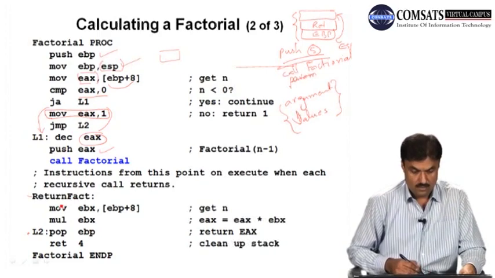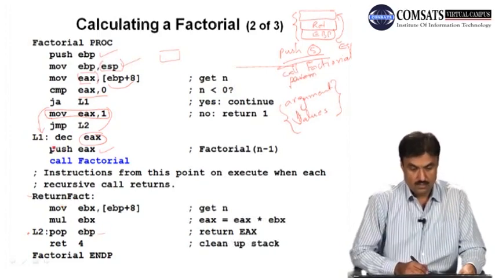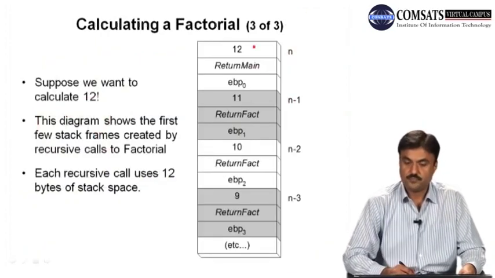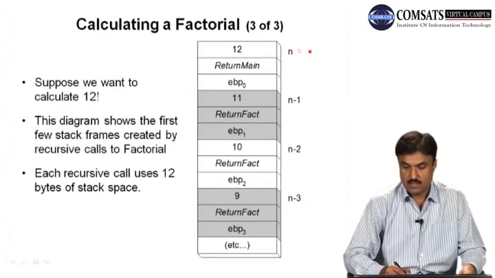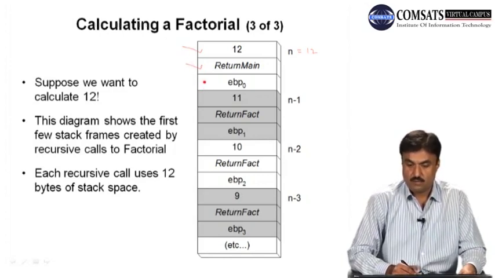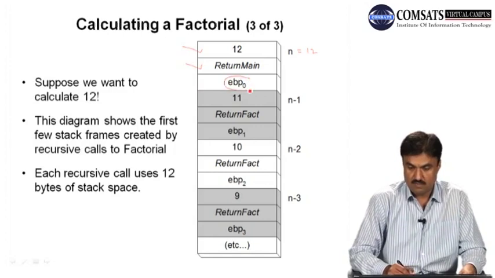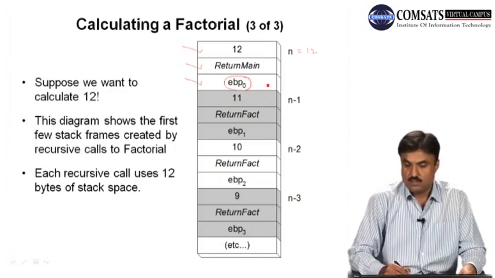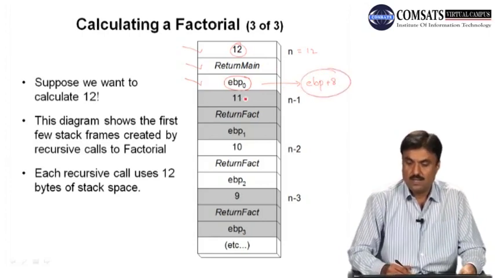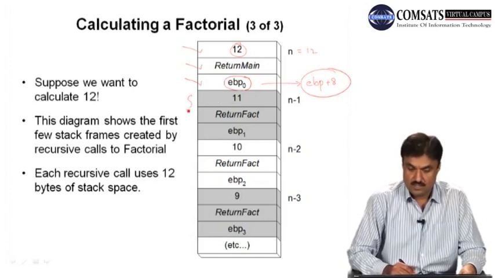So we are going to call factorial, and here when we return, you can see that initially, for example, n is equal to 12, and we are calling this one. First we push 12, then this is the return address to the main program, and then the EBP value in the first call. So in this first call we can access this 12 by using EBP plus 8 and so on, and then we are calling this again inside the main program.